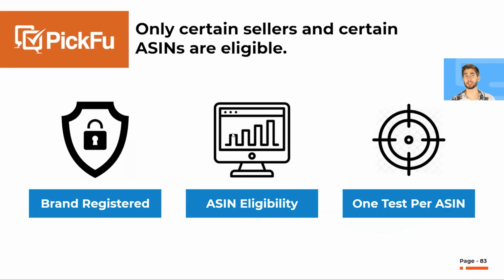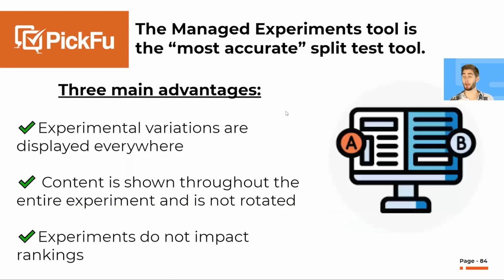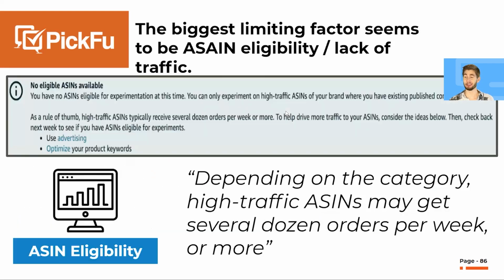So you can upload different versions of these into Seller Central and get real feedback in terms of which one works. Now, you will have to be a brand registered seller. You will have to have ASINs that are eligible. So you'll have to have a certain amount of traffic before you're eligible to start running these experiments. And you can only run one at a time. But this is very, very valuable.